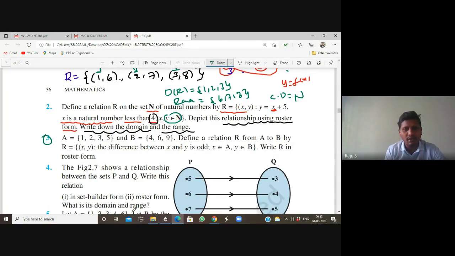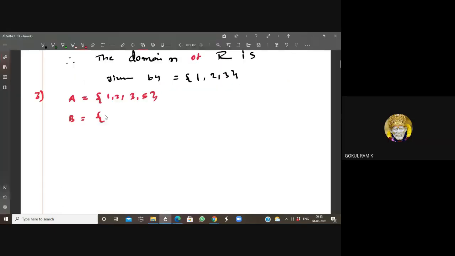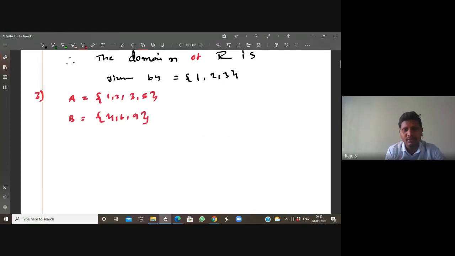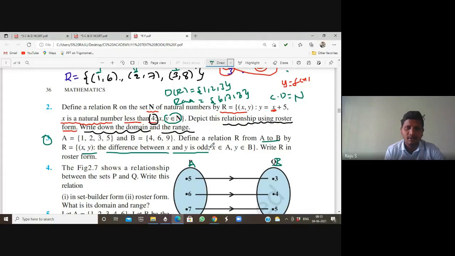Okay, let us go to the third question. In the third question, the A value they gave is 1, 2, 3, 5. Am I right? What is the B value? 4, 6, and 9. Right? Fine. What is the question? Define a relation R from A to B. Okay, let us consider this is A, this is B. A relation from A to B, where (x, y) is such that the difference between x and y is R.